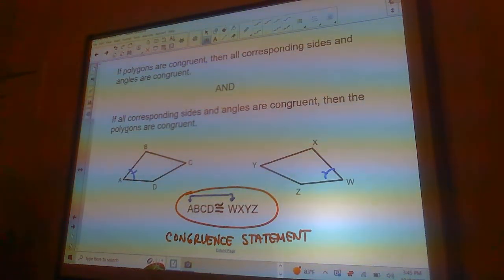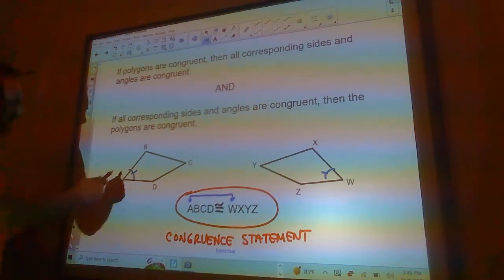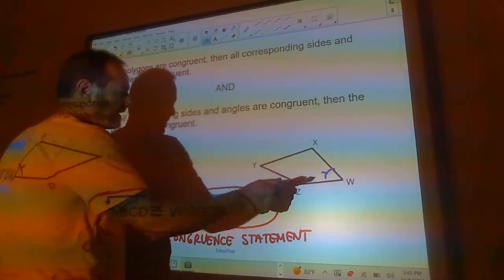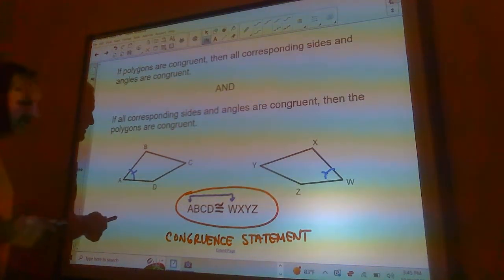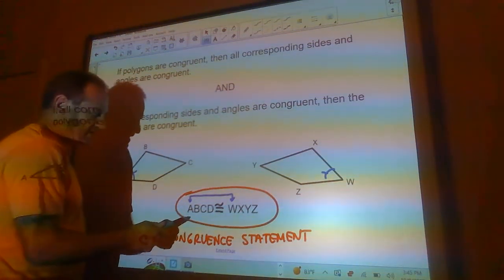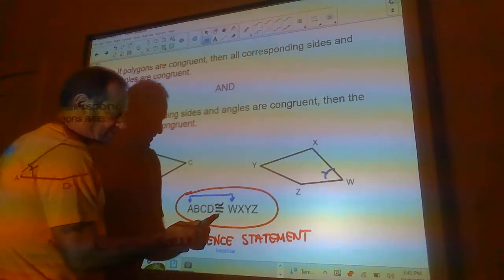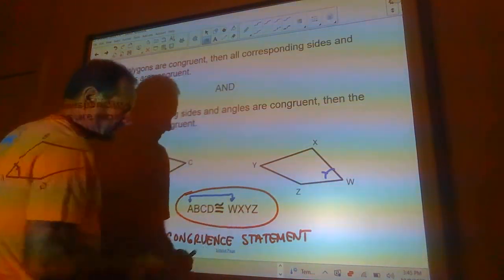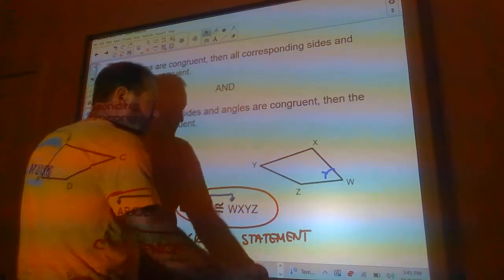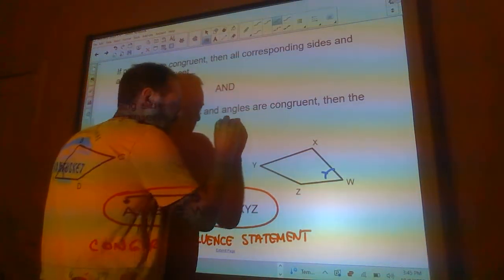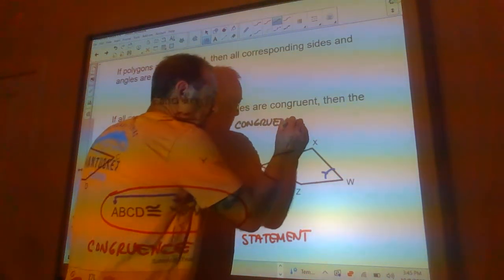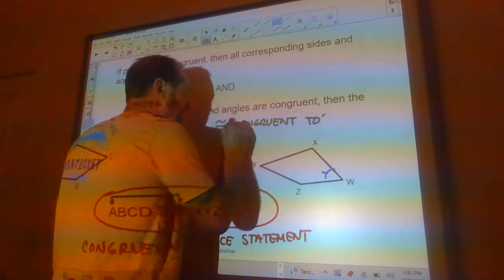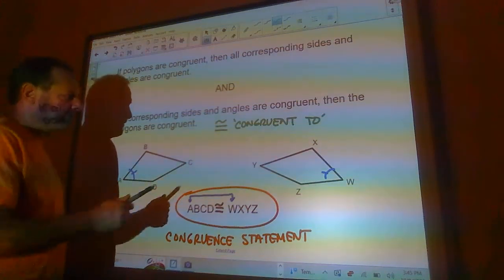Okay. So here I've got 2 figures. I've got A, B, C, D. I've got W, X, Y, Z. And I have something called a congruent statement. It says that A, B, C, D is congruent to W, X, Y, Z. Now, you see this symbol? It means congruent to. It means 2 things.